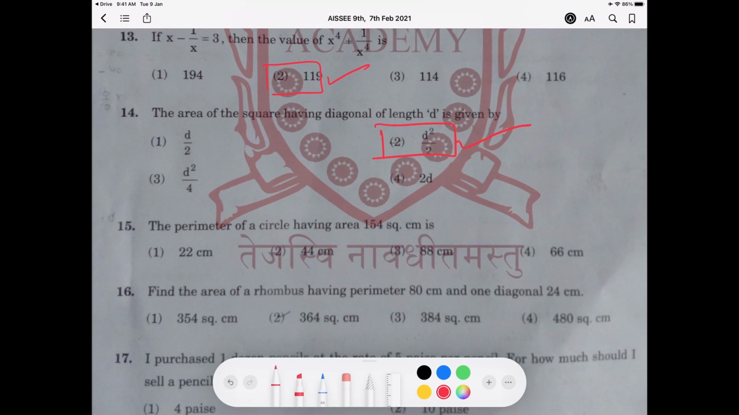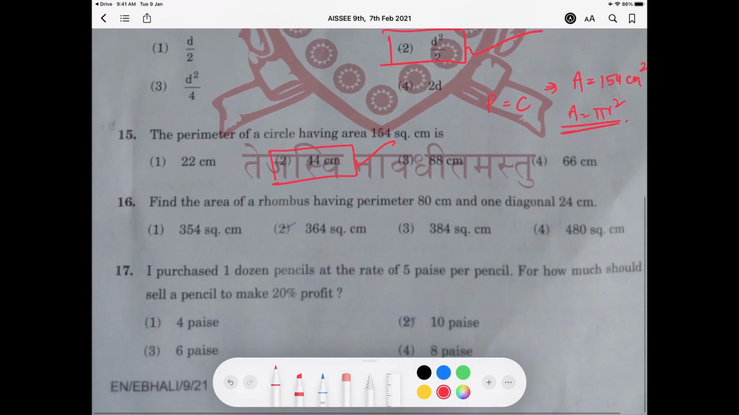In question number 15, we have the perimeter of a circle having an area. Perimeter is basically circumference, right? So we have area equal to 154 centimeter square. A is equal to pi r square, and in this method you can solve this question. So for question number 15, the correct answer is 44 centimeters, which is again option number 2nd.